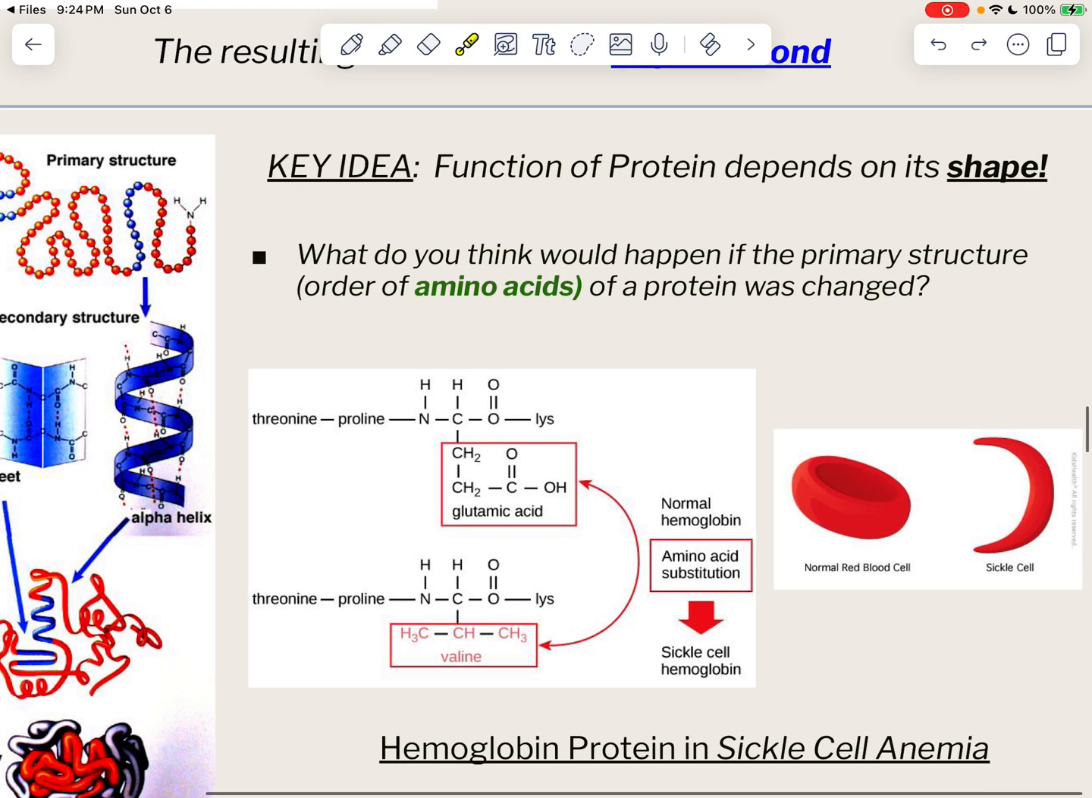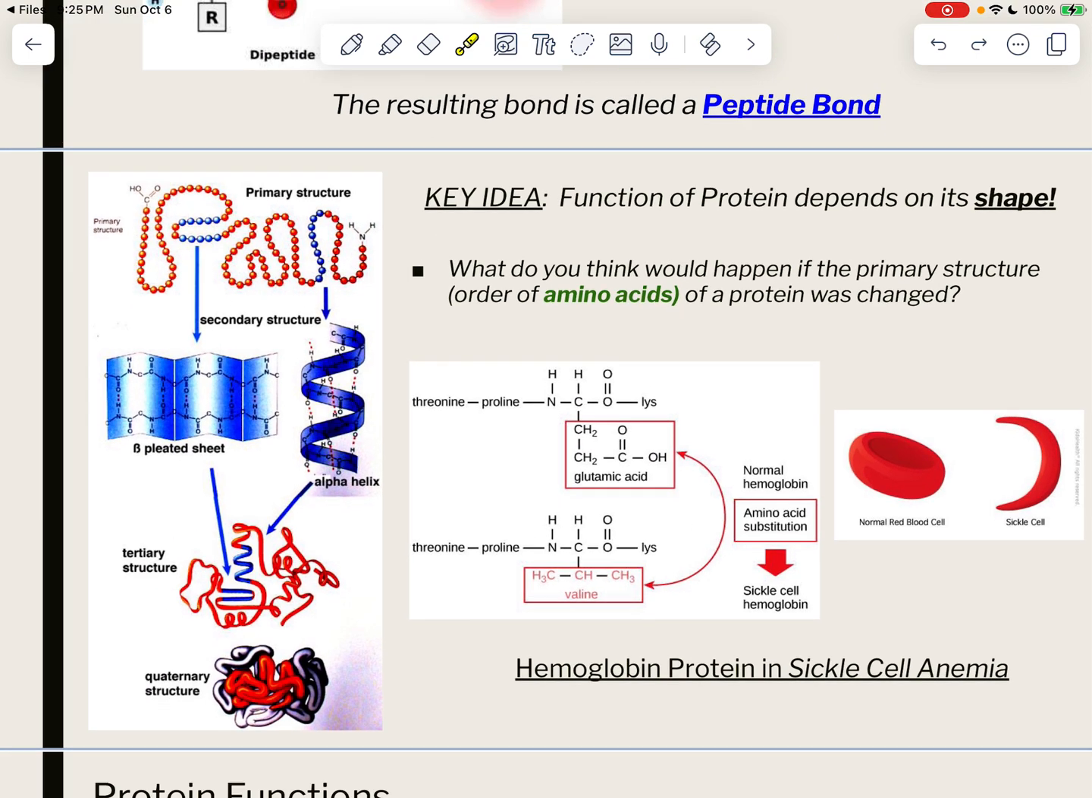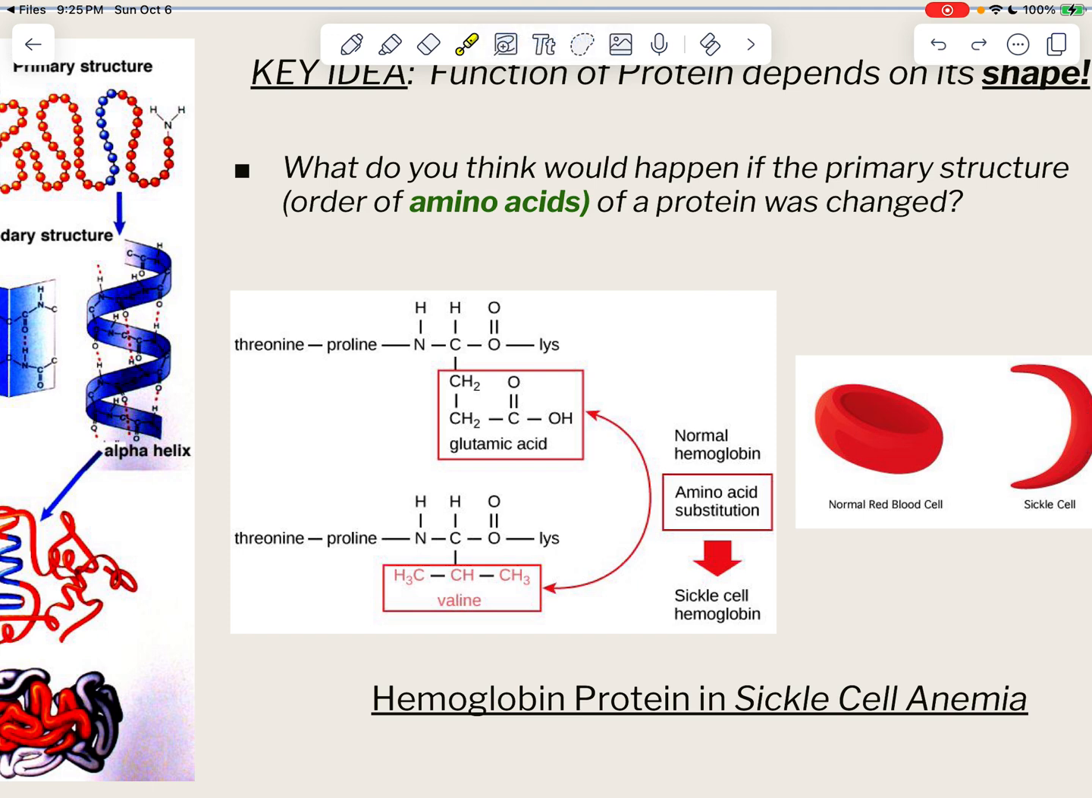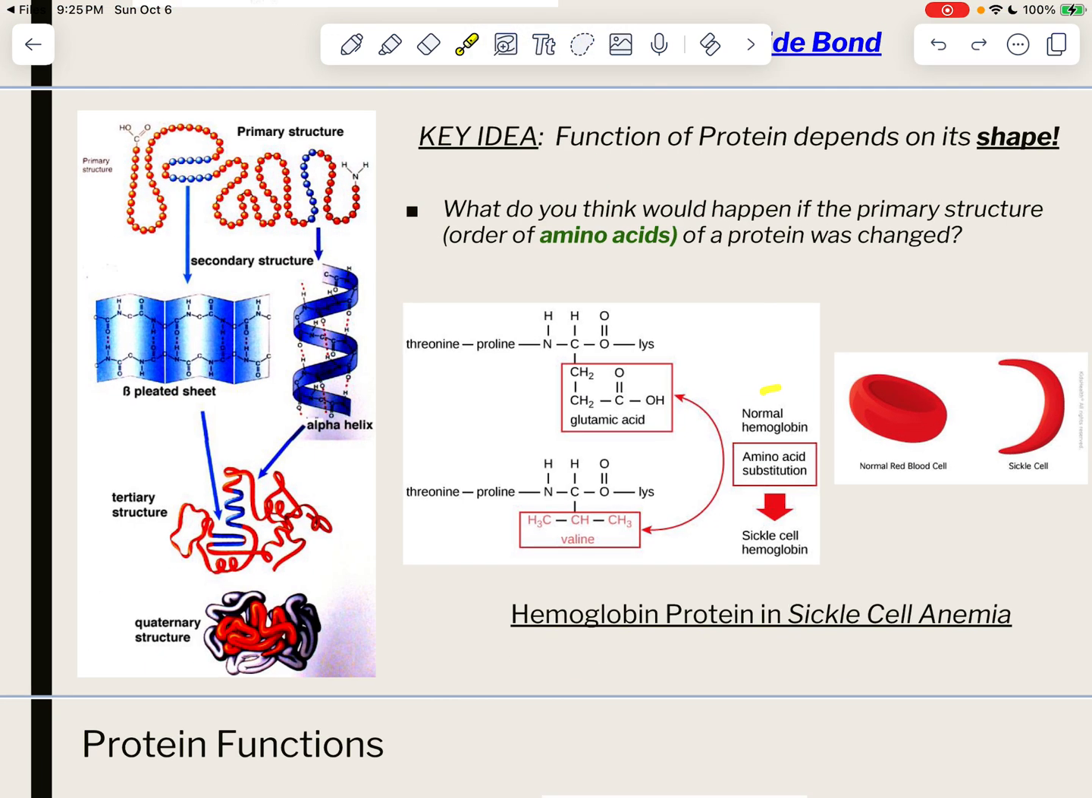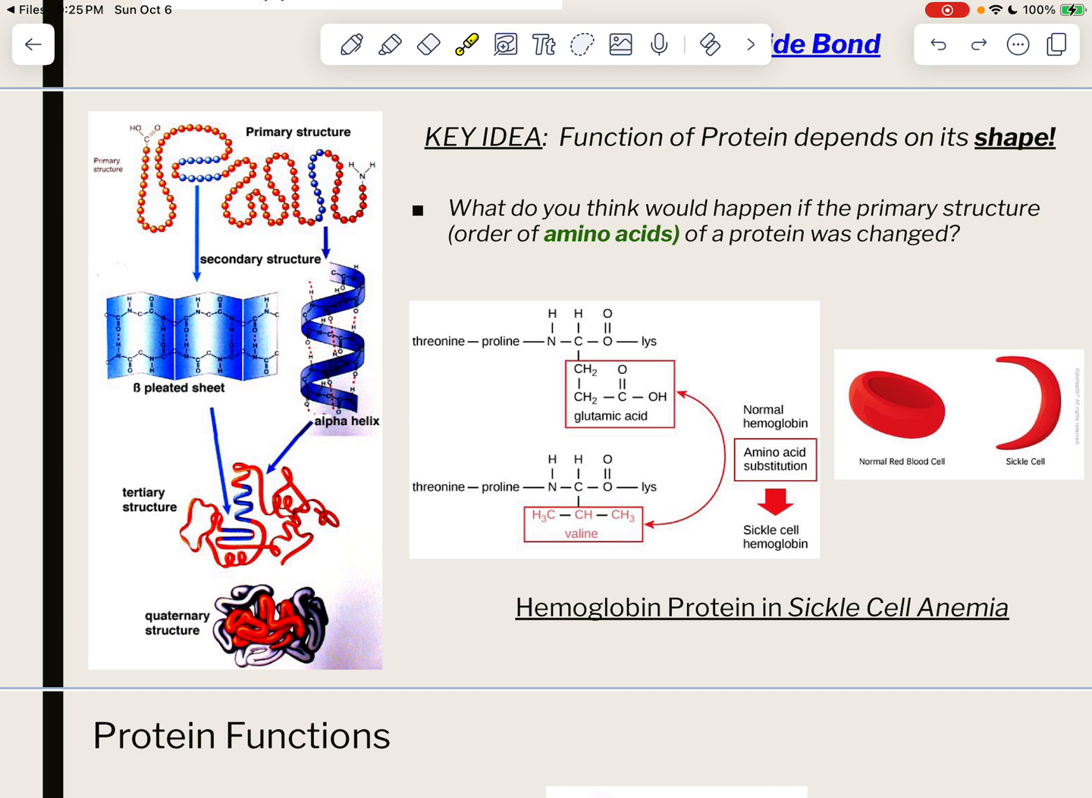So what do you think would happen if the primary structure, which is this first part, the order of the amino acids, changes? Well, that could lead to a very significant mutation. For example, we have hemoglobin here. Remember, hemoglobin was our special protein that has the 4 subunits in the blood that helps carry oxygen. Now, if you have a substitution for an amino acid that is not a good one, it's called sickle cell, as one example.